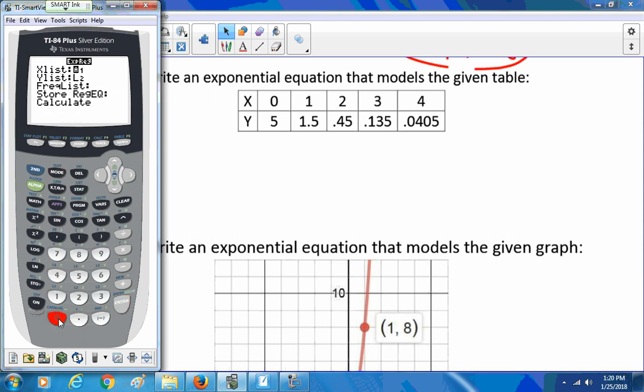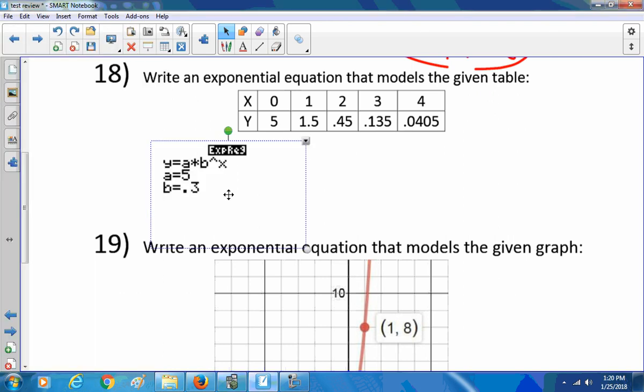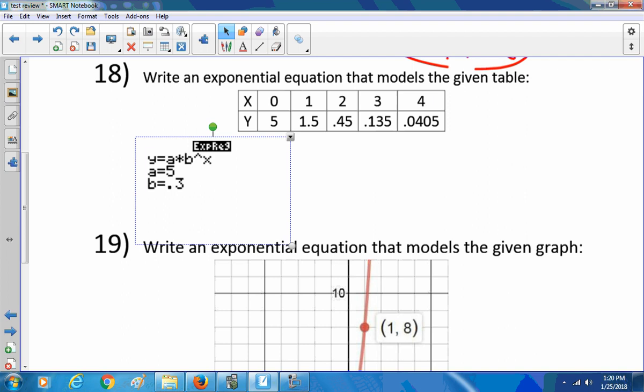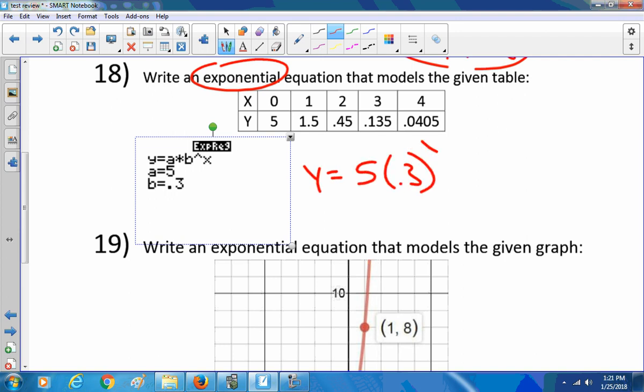Quit. Stat. Calculate. It's 0 for exponential regression. And down to calculate. Enter. You'll notice you don't see my r squared and my r because I reset my calculator. My diagnostics are turned off. I could turn them on, but do I need to? No. Why not? Because it tells me what model I want. So I'm done. Y equals 5 times 0.3 to the x.